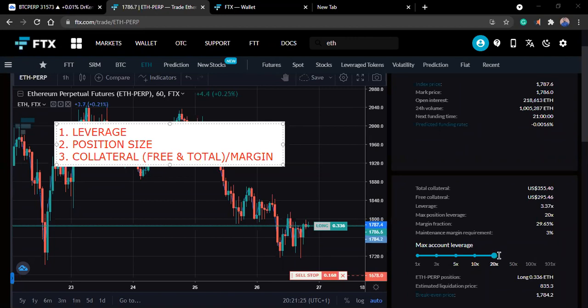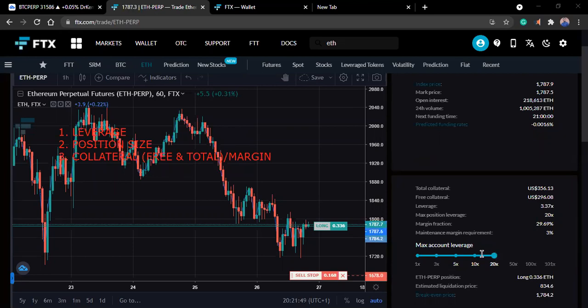So if I have $1,000 and I decide to use 1x leverage, 1x leverage means I don't want to borrow any money. I'm okay with the 1,000 I have, but I want to trade futures. I use 1x leverage, meaning I'm not trading on any leverage, because 1,000 times 1 is 1,000. I can't go below this.